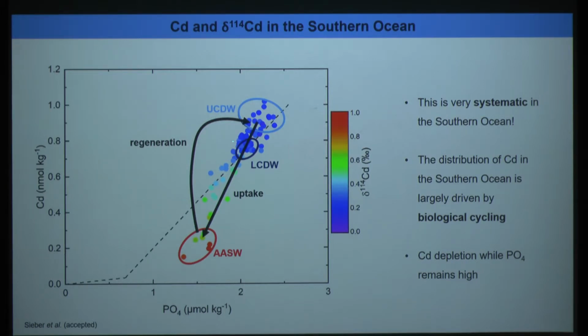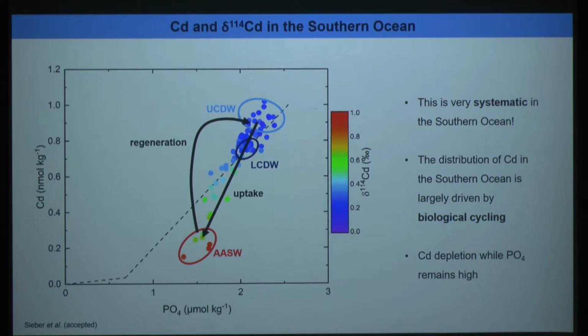However, you can see this is quite a steep line, and it doesn't look like what I showed you earlier for the Pacific. So here you have quite a strong cadmium depletion relative to phosphate. If you go from the deep waters, phosphate is about 2.2 and you go to 1.5, while cadmium goes from 0.9 down to 0.2. So you deplete quite a lot of the cadmium over the same area, or the surface area, pretty much.